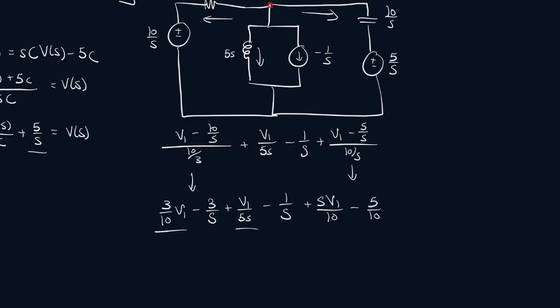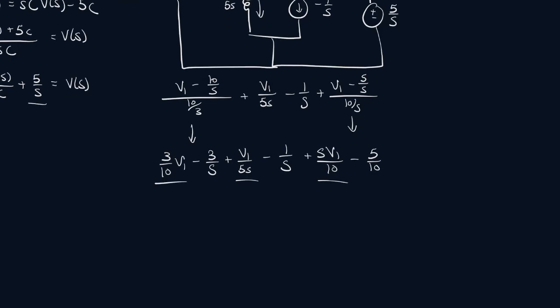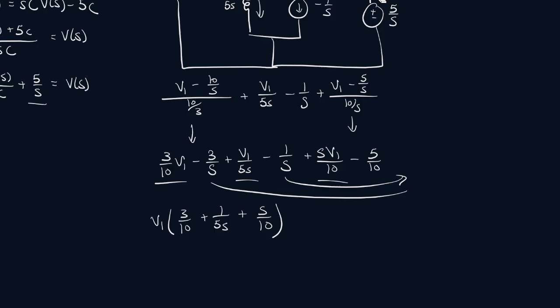So now let's collect like terms. So we have V1, so 3 over 10 plus 1 over 5S plus S over 10. And we'll bring all of these to the other side. So it'll be equal to 3 over S plus 1 over S plus 5 over 10, which is pretty much just 1 over 2.